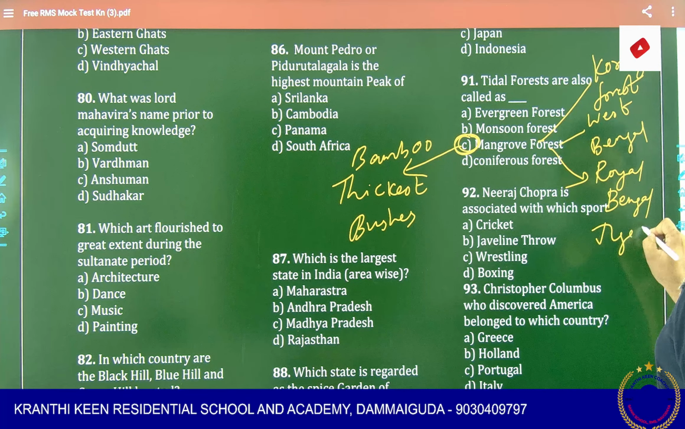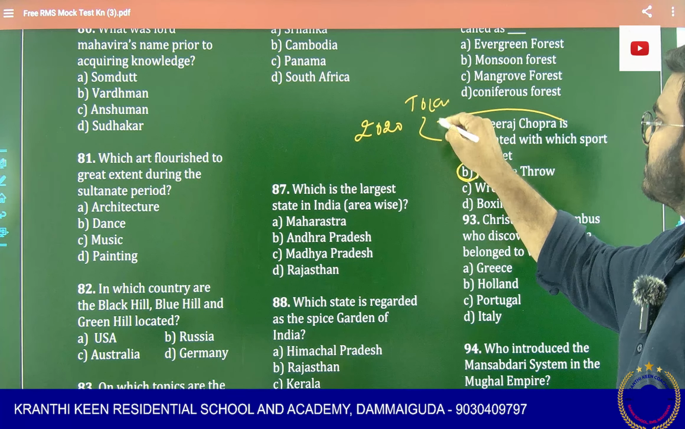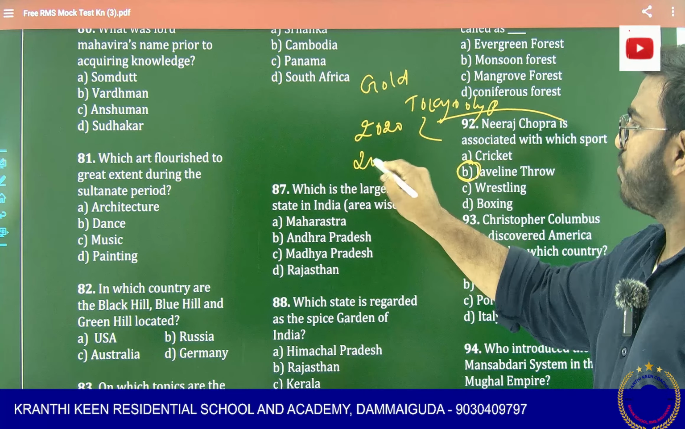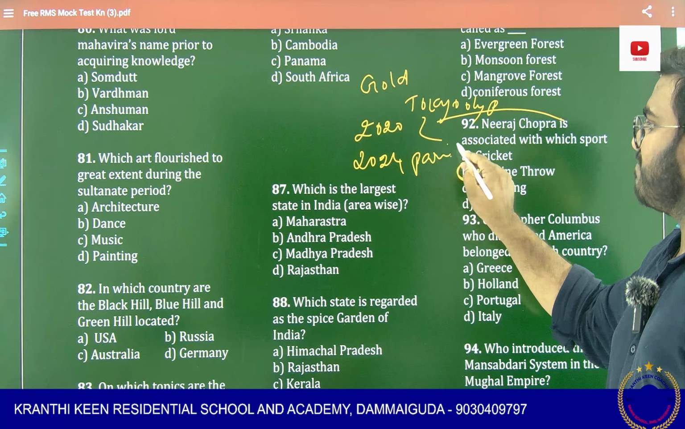Next, Neeraj Chopra is associated with which sport? Javelin throw. Javelin throw is nothing but throwing a stick-like object. It is not plastic or iron. It is made of some other material. We don't know actually about it. Okay, this is javelin throw. Actually, Neeraj Chopra won the gold medal in the 2020 Tokyo Olympics, but in the 2024 Paris Olympics he got silver.